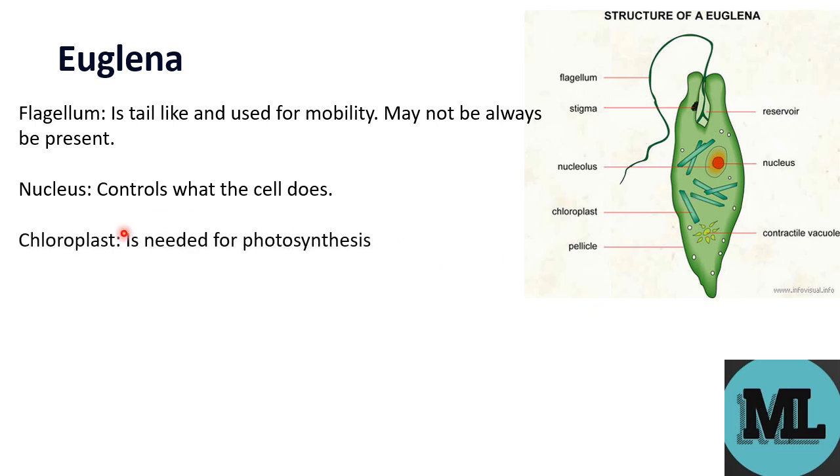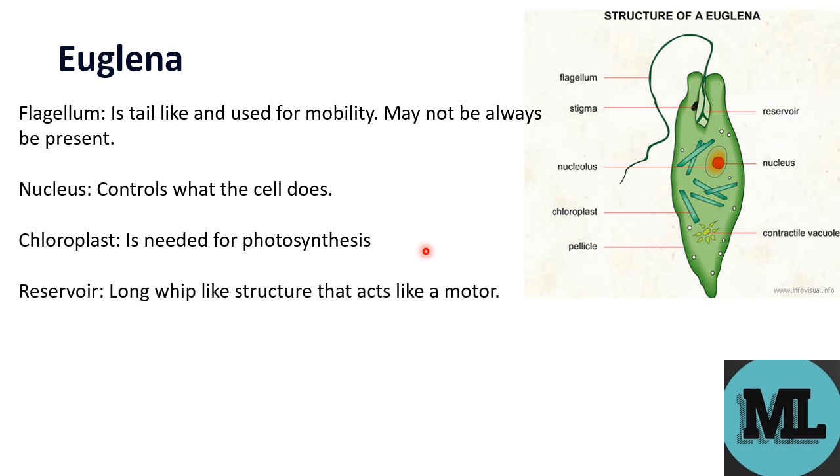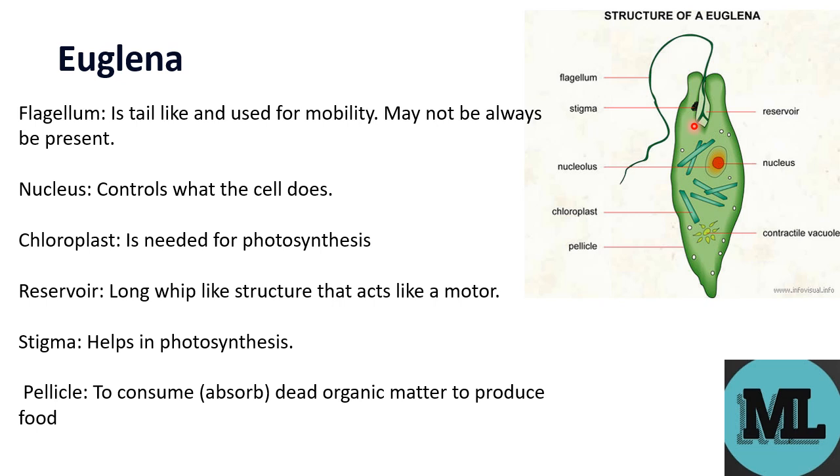It's like a brain. Chloroplast is needed for photosynthesis. Chloroplast is used by plants for photosynthesis, and photosynthesis is how plants make their food. And now here we have reservoir, a long whip-like structure that acts like a motor. So the reservoir is here and it acts like a motor. Stigma helps in photosynthesis, and then you have a pellicle to absorb dead organic matter to produce food. In a basic way, this is how it absorbs its food, other than using photosynthesis.